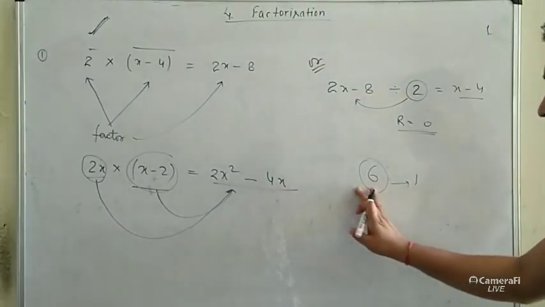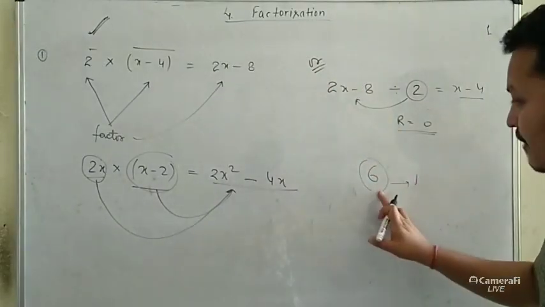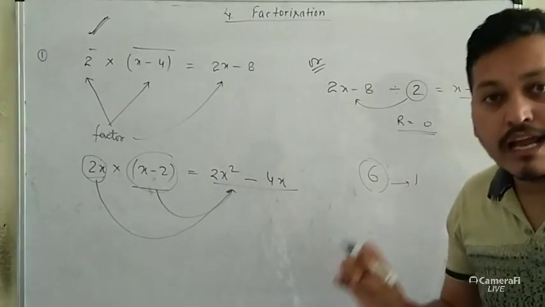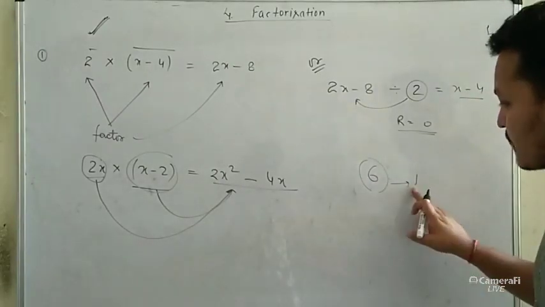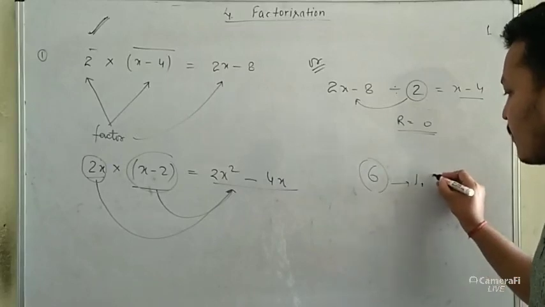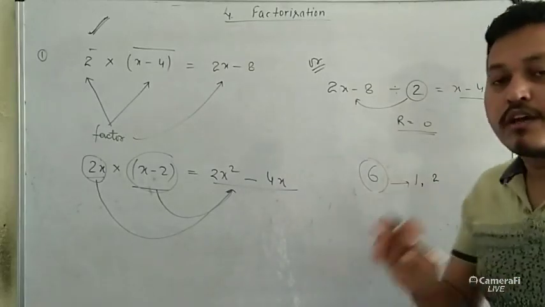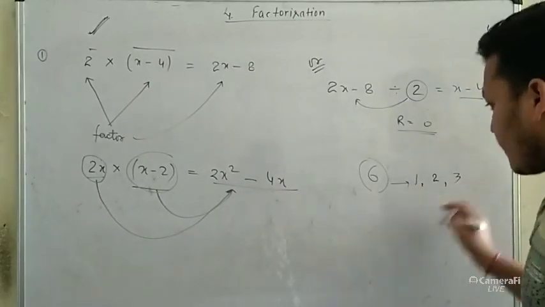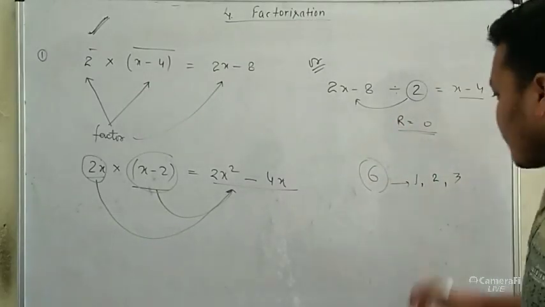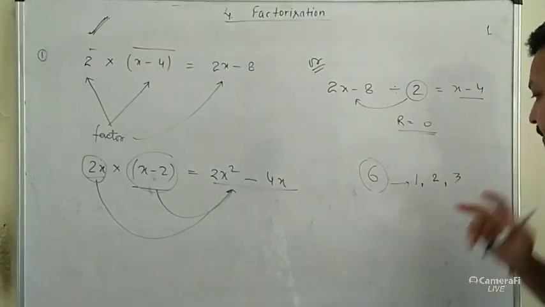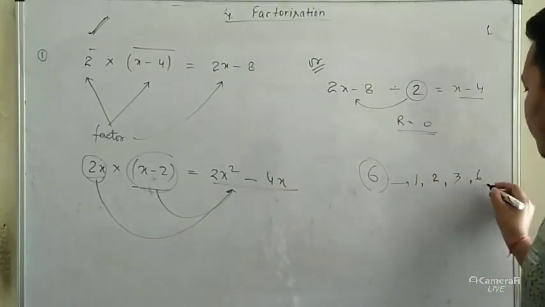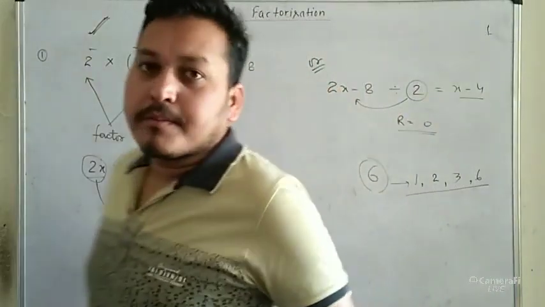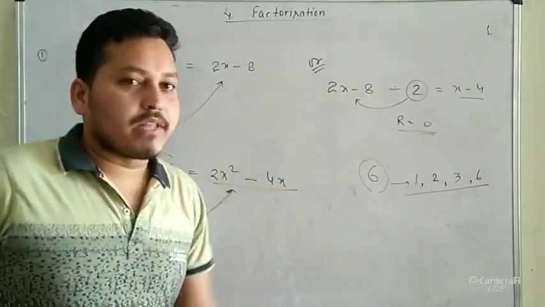So the factors of 6. Here also I explained: the numbers which divide it completely, and then we get remainder 0. First number is 1, second number is 2, because 6 divided by 2 gives 3, remainder 0. Next, 3 also divides 6 completely, remainder 0, and the last one is 6. So these are the factors of 6.